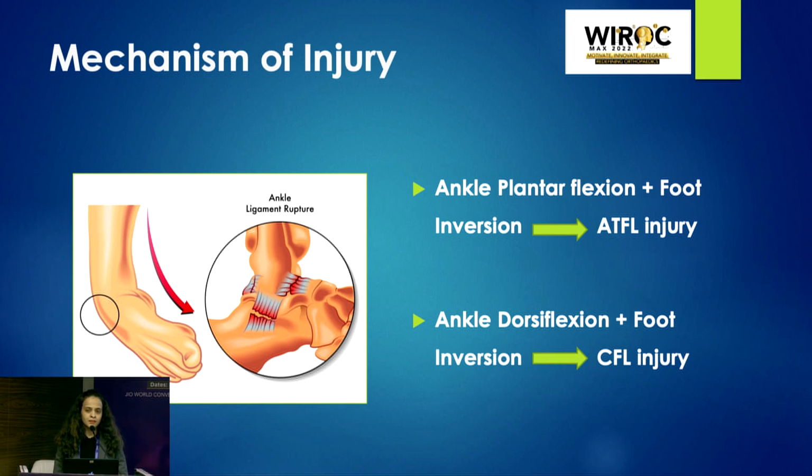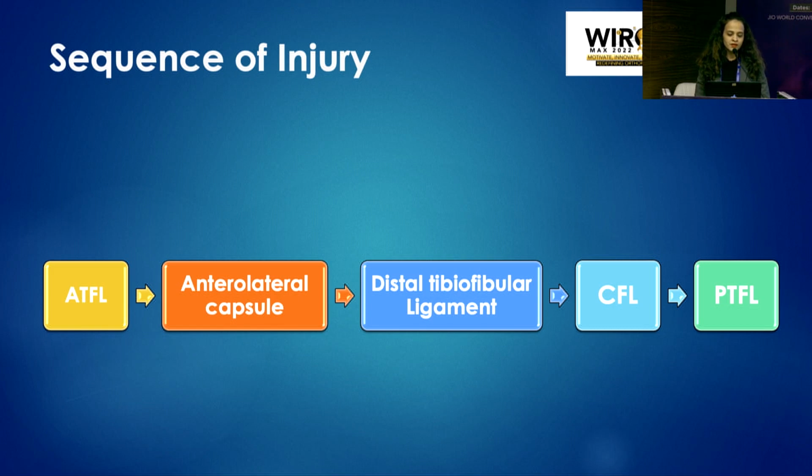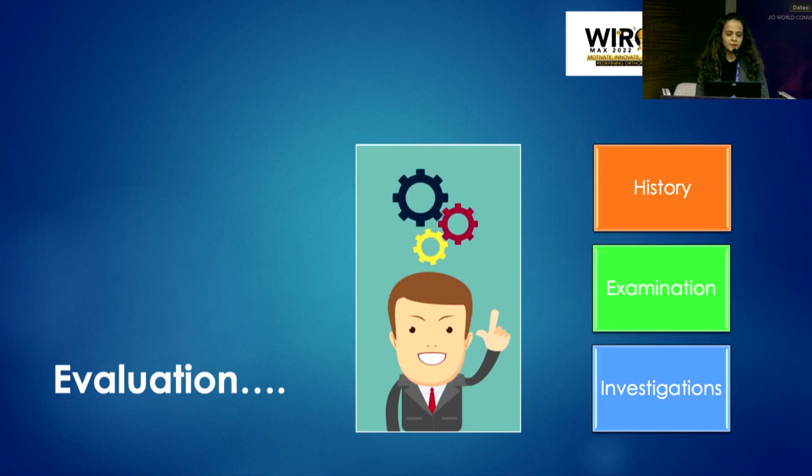So the ankle in plantar flexion with the foot in inversion leads to an ATFL injury, and the ankle in dorsiflexion and the foot in inversion leads to a CFL injury. The sequence of events is as follows, with the ATFL the most prone to being injured, followed by the capsule, the distal tibiofibular ligament, the CFL, and finally the PTFL.